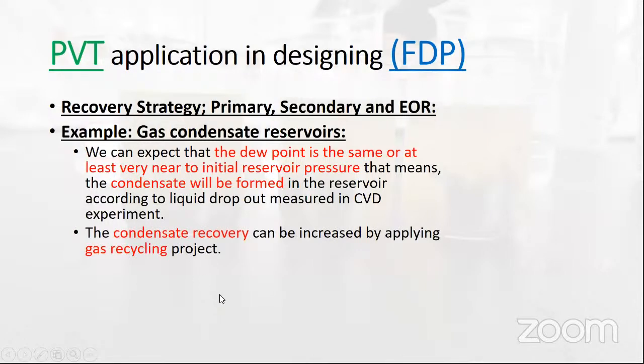So if we want to recover this condensate, we should apply a project called gas recycling. The gas recycling project is that the gas produced at the surface goes to some type of facilities that separate the condensate from it until it becomes a dry gas. Then this dry gas will be re-injected into the reservoir. In the reservoir, this re-injected gas will vaporize some of the condensate at reservoir conditions. Then it will be reproduced from the reservoir, carrying some of the condensate.